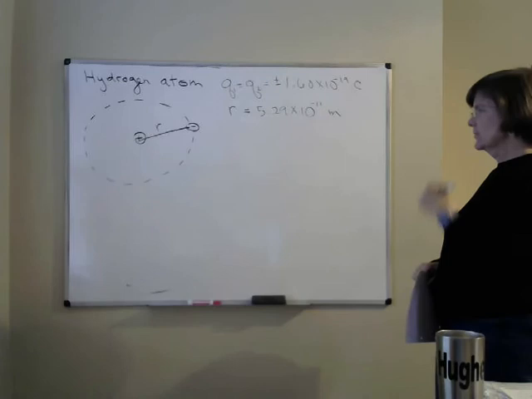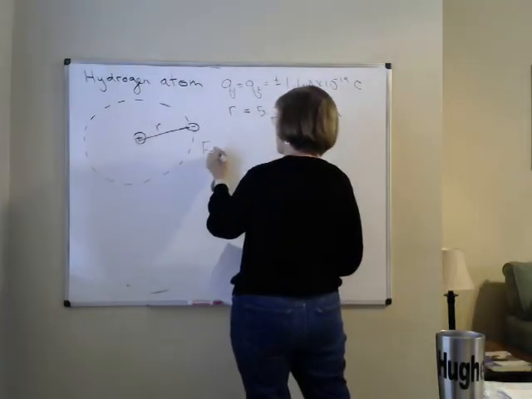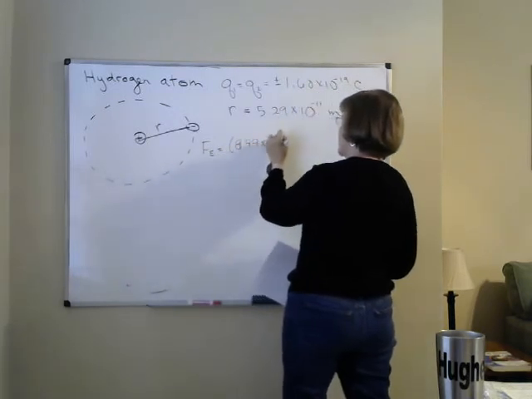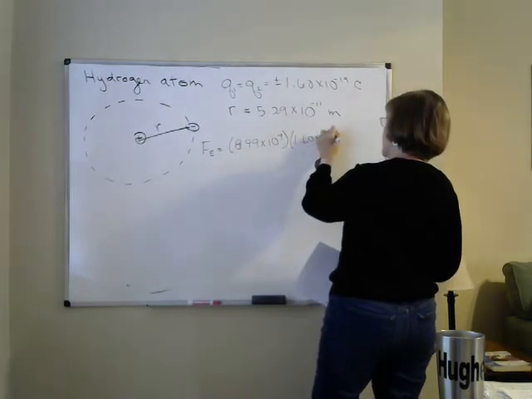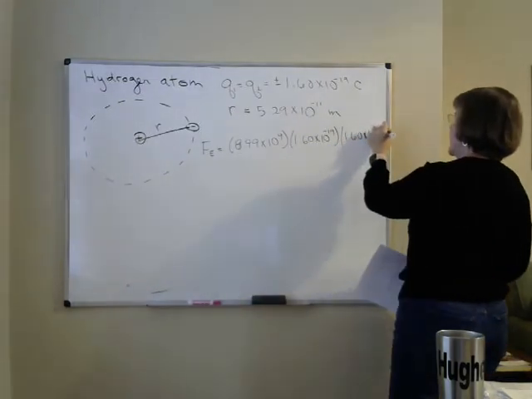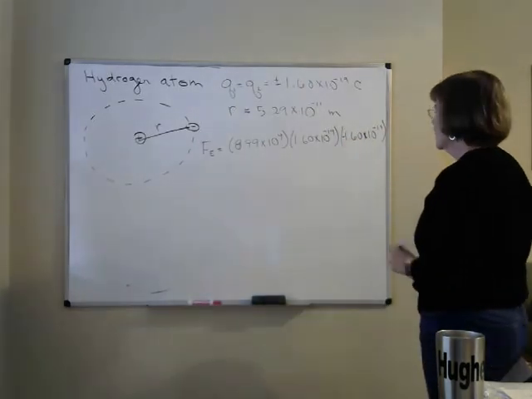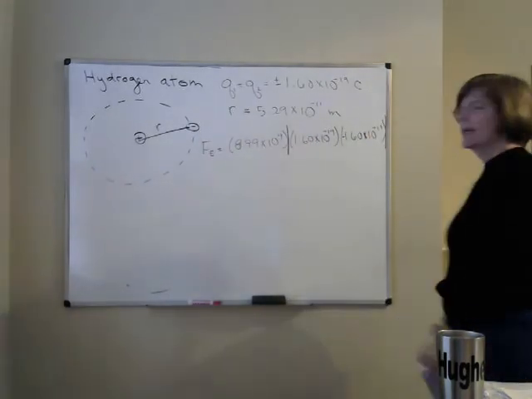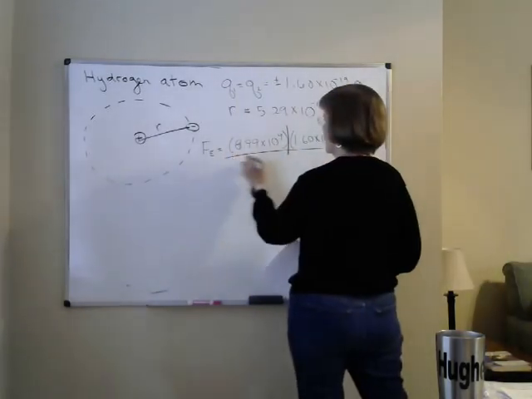We'll start with the electrostatic. The electric force is K, which is 8.99 times 10 to the 9th. Q1, 1.60 times 10 to the negative 19. Q2, also 1.60 times 10 to the negative 19. Actually, one of them is negative, but if you'll remember, our formula has these absolute values. So I can just leave that negative off if I want. The distance has to be squared.